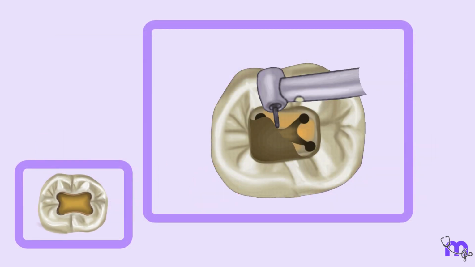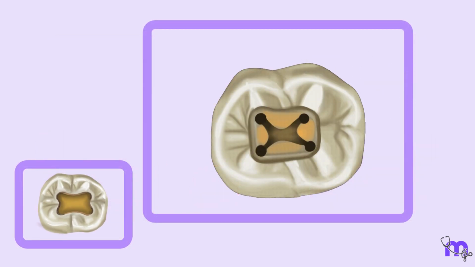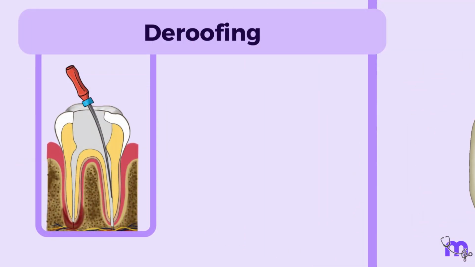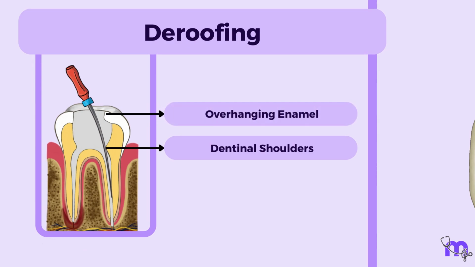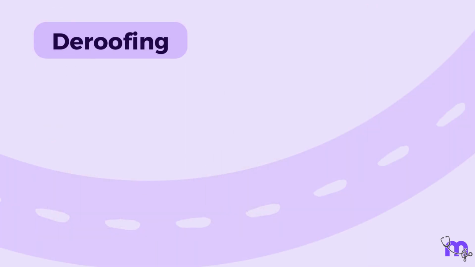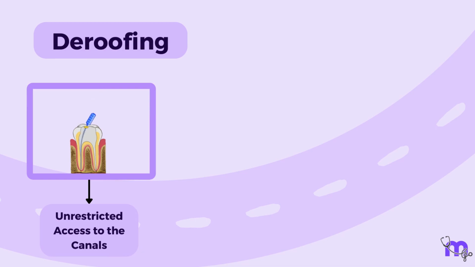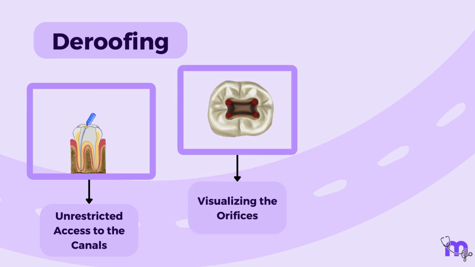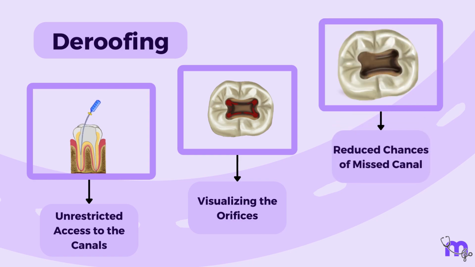After removing the caries and entering the pulp chamber, I started deroofing it by removing the dentinal shoulders and any overhanging enamel structures that could lead to the misdirection of the instrument, forming ledges in the canals. Now, this is called the third objective of access cavity preparation. But why did I need to deroof the pulp chamber? I did it to get unrestricted access to the canals by better visualizing the orifices. Apart from this, I also reduced my chances of missing a canal.